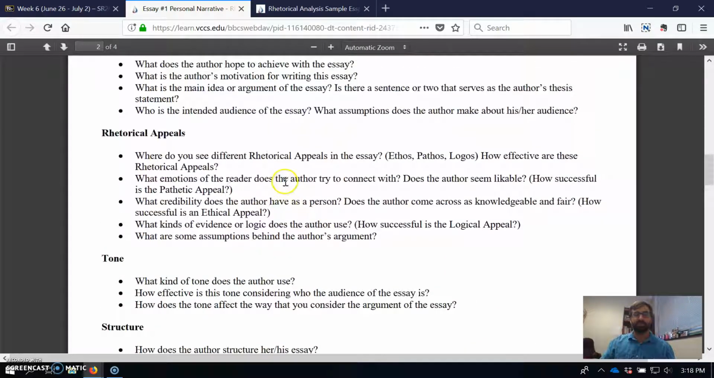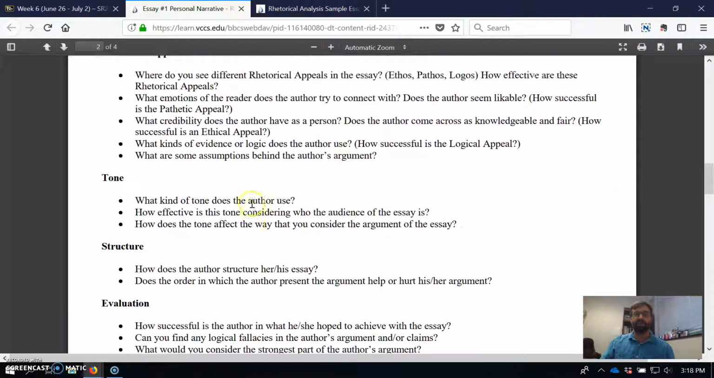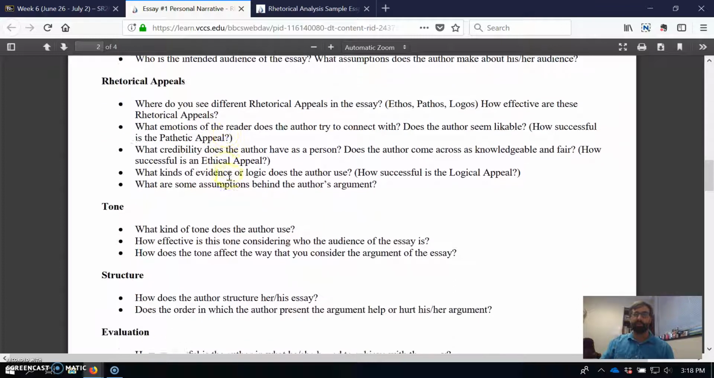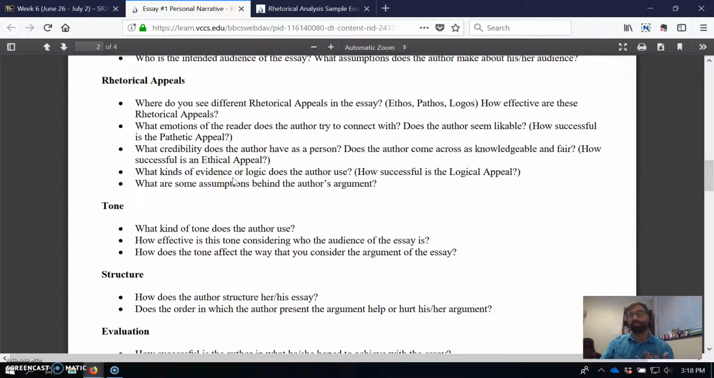So I do want you to take a look at these questions. You could almost think about each one of these bullet point questions as recipes for paragraphs.